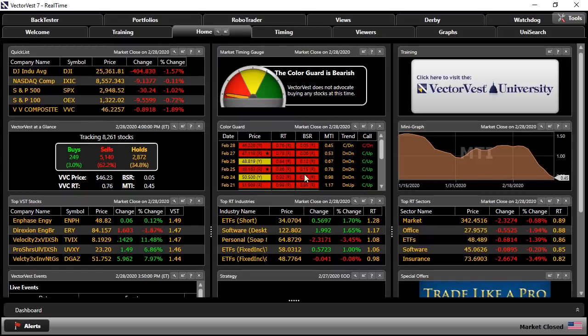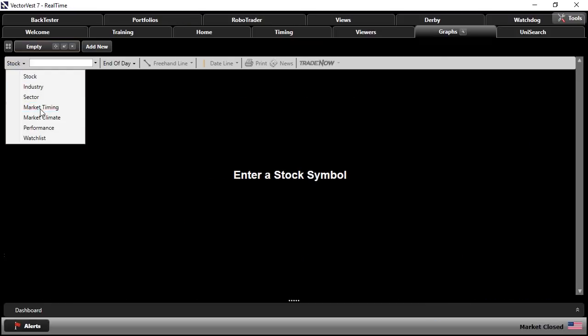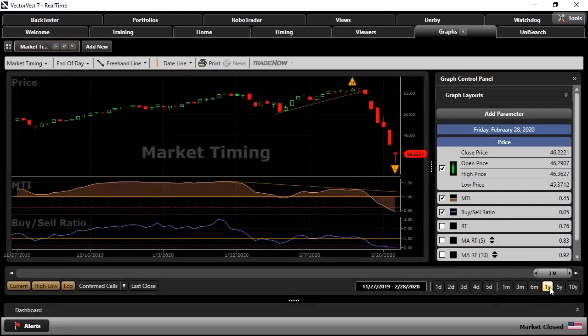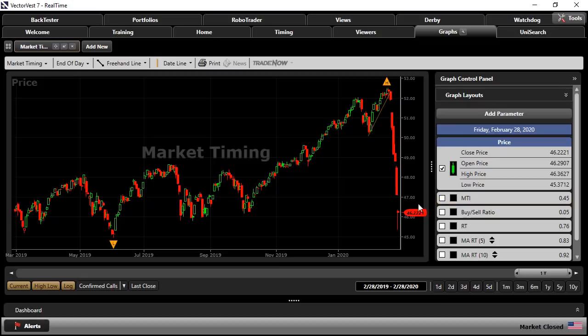Let's start off by looking at a market timing graph. We'll go to the graphs tab. We'll change from a stock graph to a market timing graph, and we're going to put ourselves on a 1-year graph. I'm going to take off a couple of things. First off, the market was in a nice long in the tooth upturn, hitting new highs. I drew a trend line connecting the lows up to the high. Now, where did VectorVest come in to start to warn you?